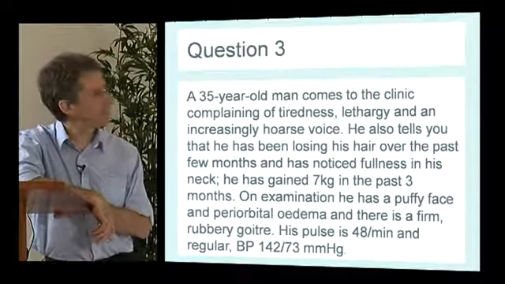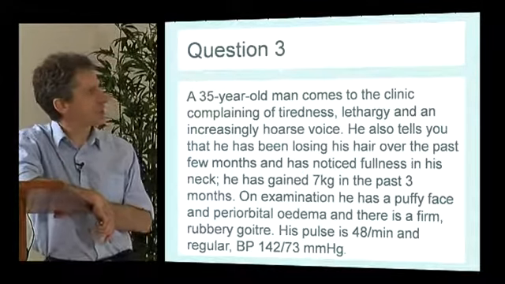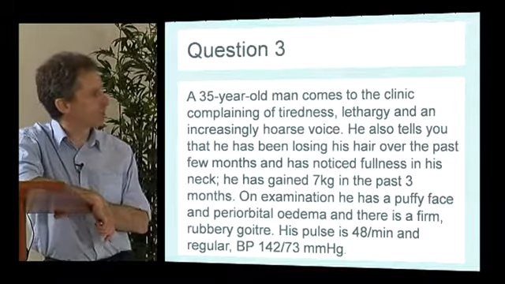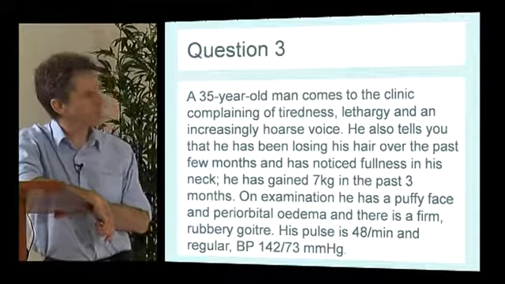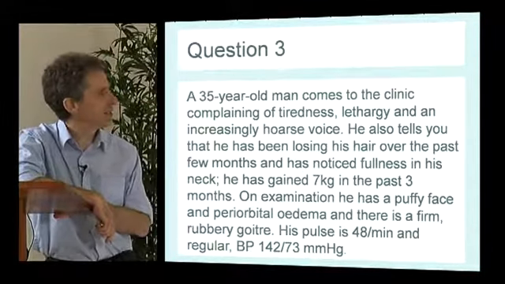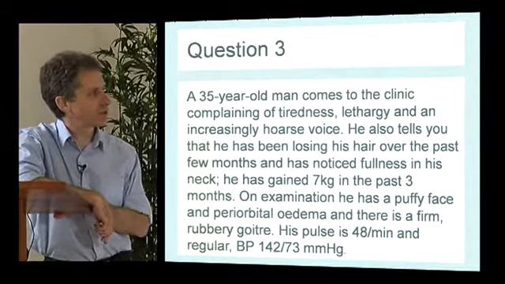Question 3. A 35-year-old man comes to the clinic complaining of tiredness, lethargy, and an increasingly hoarse voice. He also tells he's been losing hair over the past few months and has noticed fullness in the neck. And he's gained 7 kilos in the last 3 months. On examination, he has a puffy face and periorbital edema, and there is a firm rubbery goiter. His pulse is slow at 48 per minute and regular, and his blood pressure is 142/73.